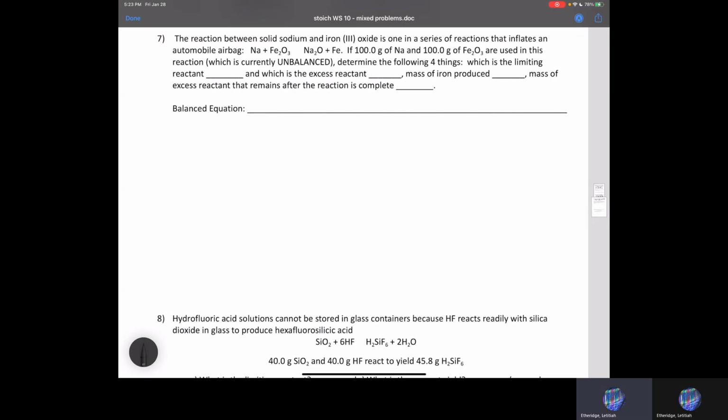Okay, guys, this is going to be problem 7 on worksheet 10. Again, this one is rather long, so we are going to go through the steps and hopefully everybody will have a better idea of how to do these problems.